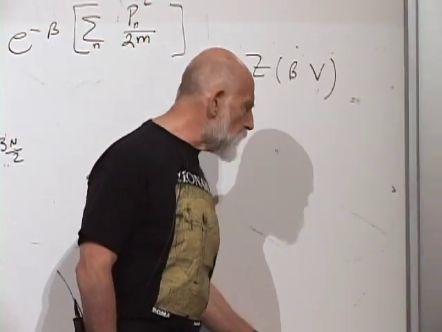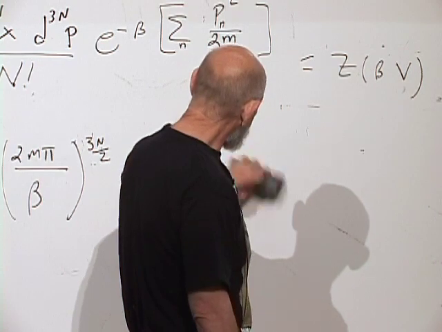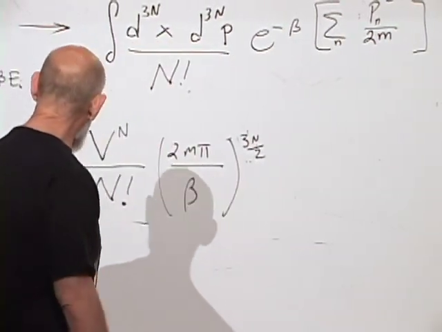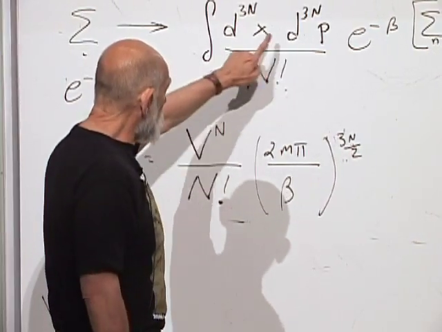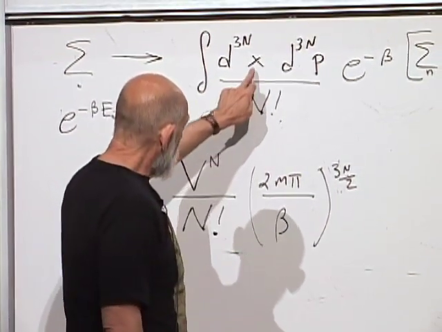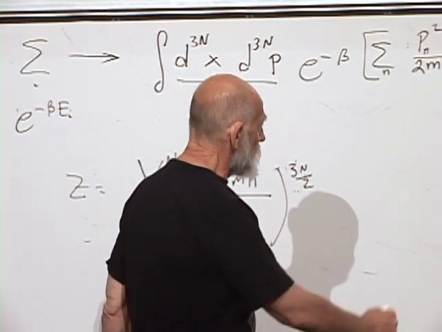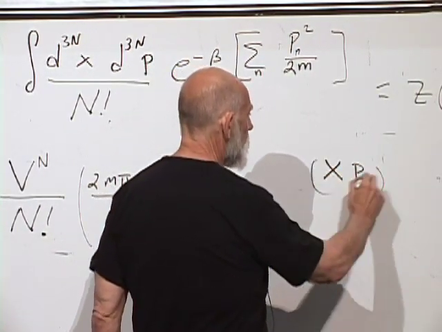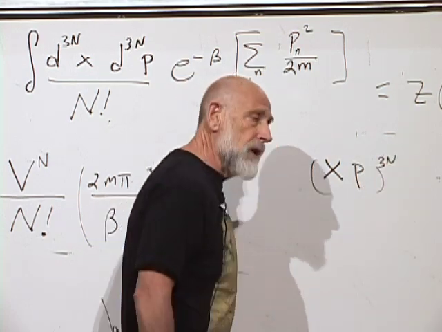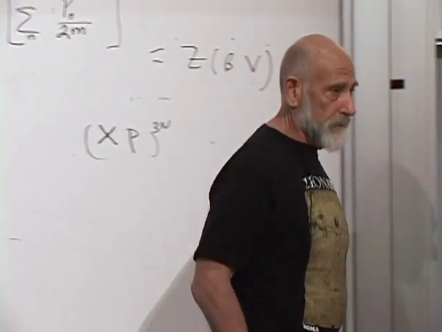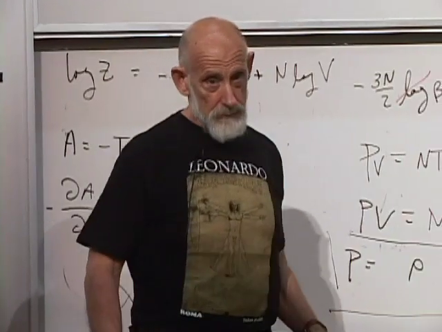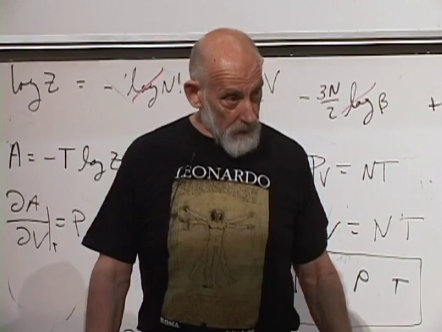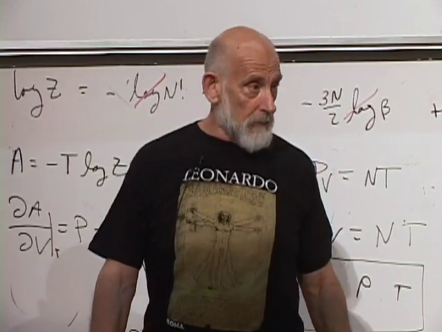So the usual definition of the partition function is dimensionless. On the other hand, with this definition here, the partition function has the dimensions of whatever x times momentum to the 3n power is. Now, x times momentum is not dimensionless. It has units of what is called action. It is not dimensionless.